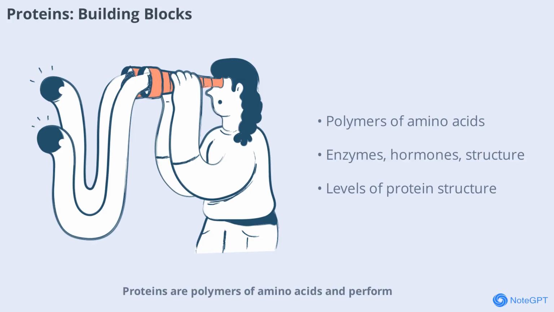Proteins are polymers of amino acids and perform a wide range of functions in living organisms. We'll discuss their structure from primary to quaternary levels and their roles as enzymes, hormones, and structural components. Understanding protein structure and function is crucial for both organic chemistry and biology.